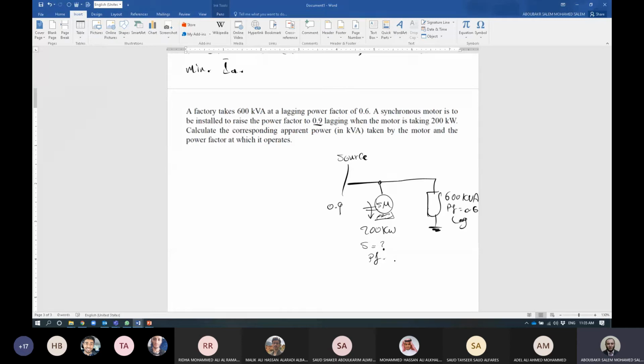We have load or two loads, okay? One is given, which is 600 kVA, 0.6 power factor lagging. For the other one we have P, and the power factor and Q are unknown, and the total power factor is given as 0.9. So how can we solve this problem?